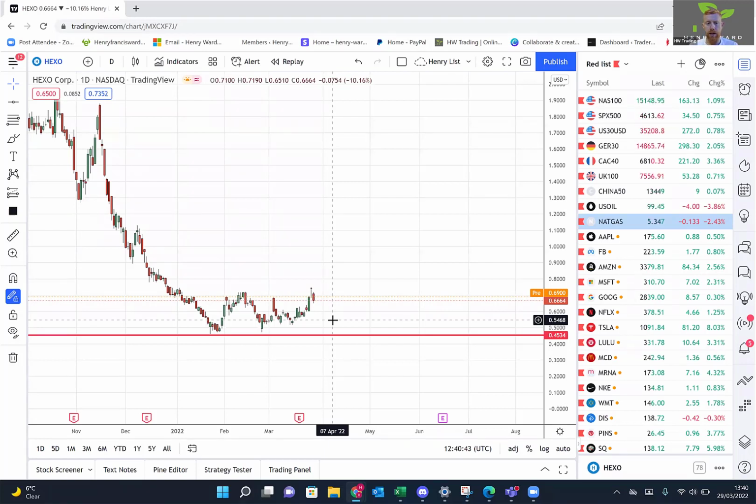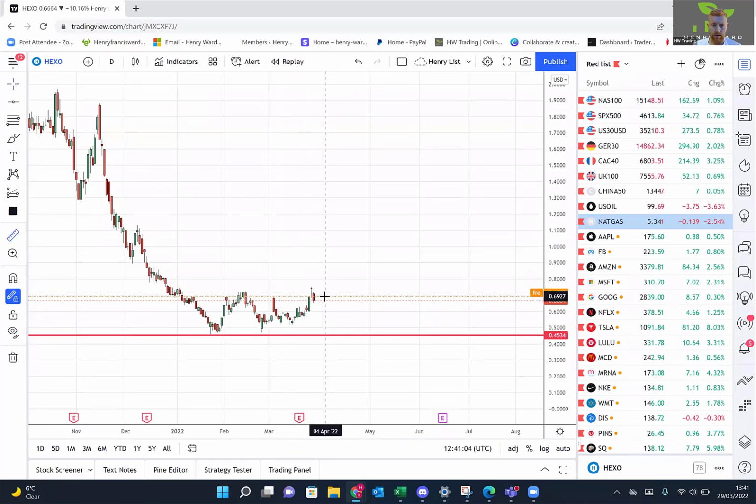So I'm not talking about trading CFDs here. I'm talking about trading underlying stocks. They're not CFDs. So if you have 10 grand in your trading account and you're risking 1%, you're risking 100 quid on this trade. Even if it drops from here down to this level, that's a 33% drop, which means your 100 quid has gone down to 66 quid.